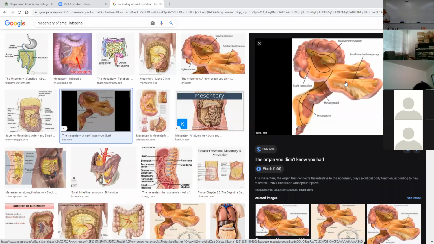It's a general term for all of these connective tissue sheets that hold things into place. Like the two omenta are mesenteries, and the mesocolon, right here, that holds the large intestine in place, is a mesentery. But the mesentery that holds together the small intestine is just called the mesentery. So it's specific in that term. Sometimes called a proper mesentery.